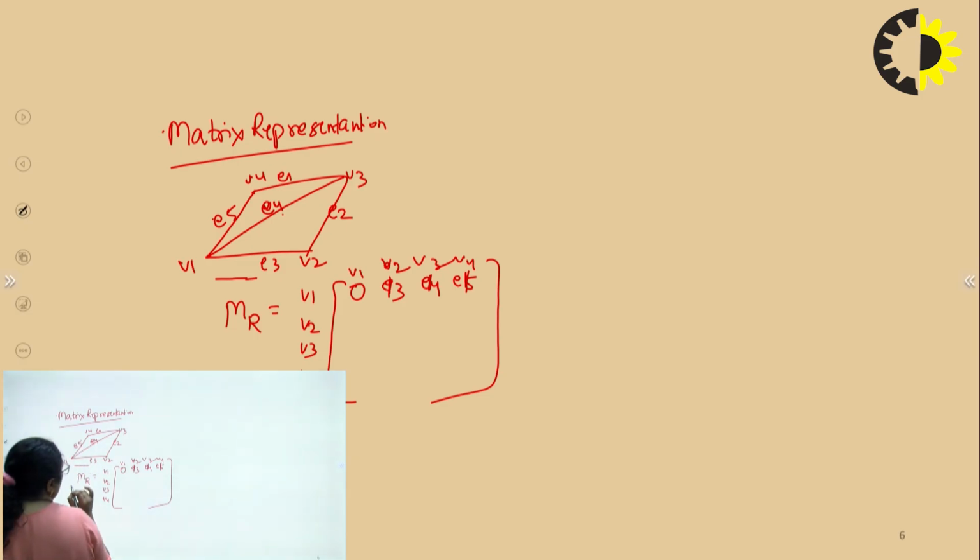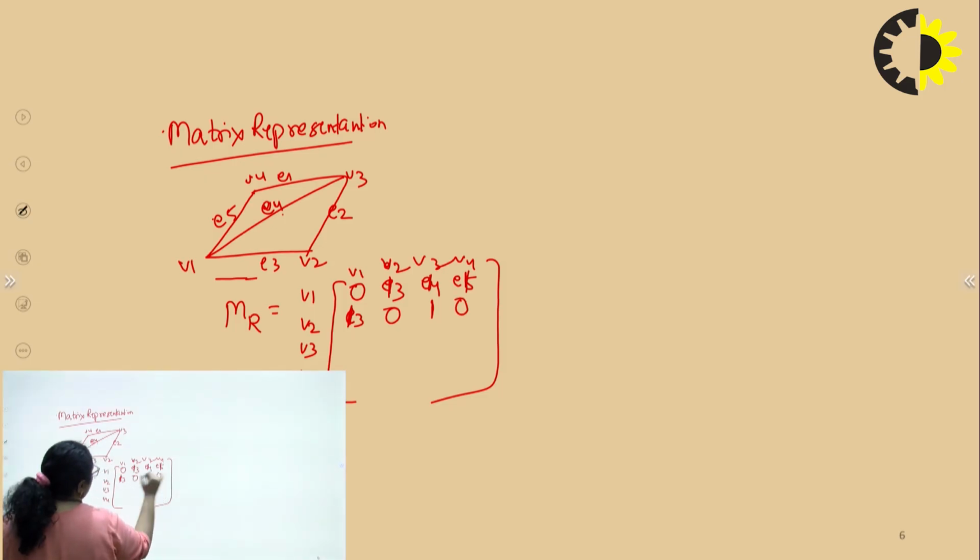Suppose we look for V2 and V1. V2, V1, are we having any edge? Yes. Then we will put it as 1. V2, V2, no edge. We will mark it as 0. V2, V3, yes. We have an edge, so mark it as 1. And V2, V4, no edge. We mark it as 0.